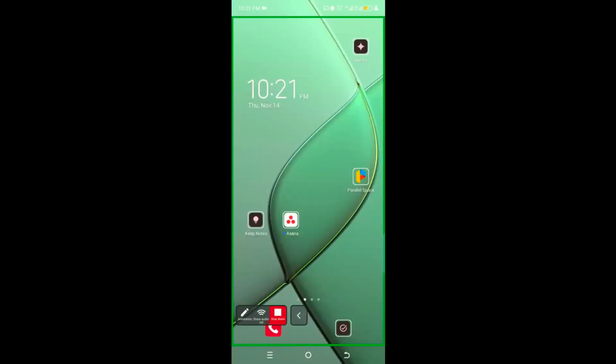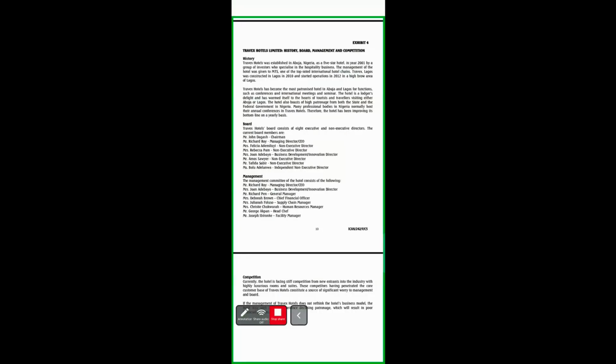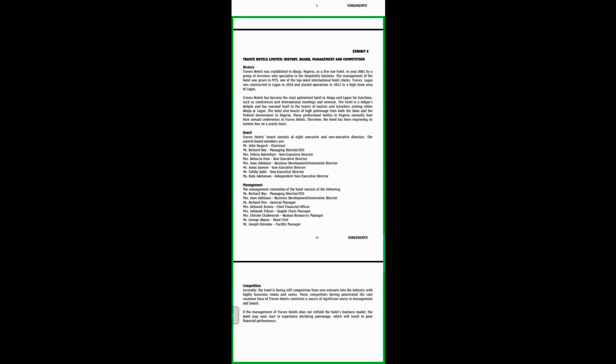Quickly summarize exhibit number 4. Okay, what we have in exhibit number 4 is that it is titled Travis Hotel Limited, History, Board, Management, and Competition. Meaning that the main focus in that exhibit is that they discuss briefly the history of the company, the composition of the board of directors, the management committee, and competition.